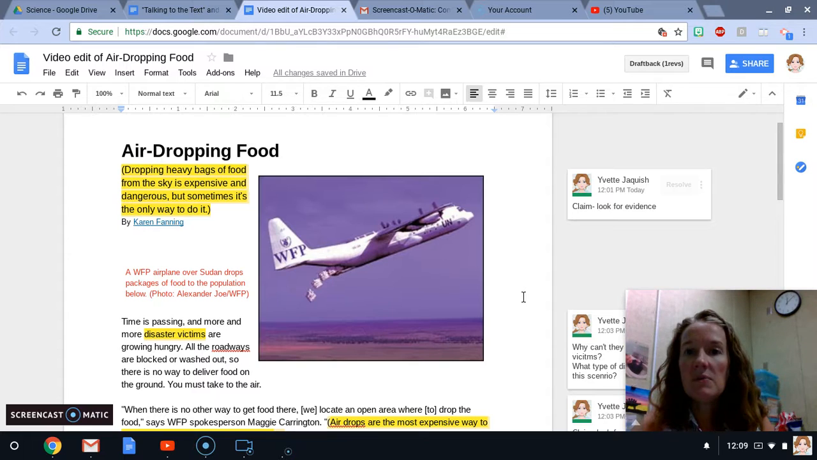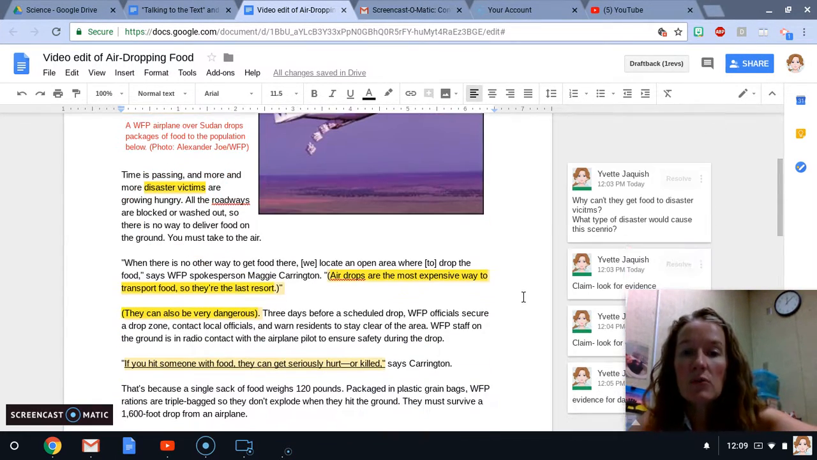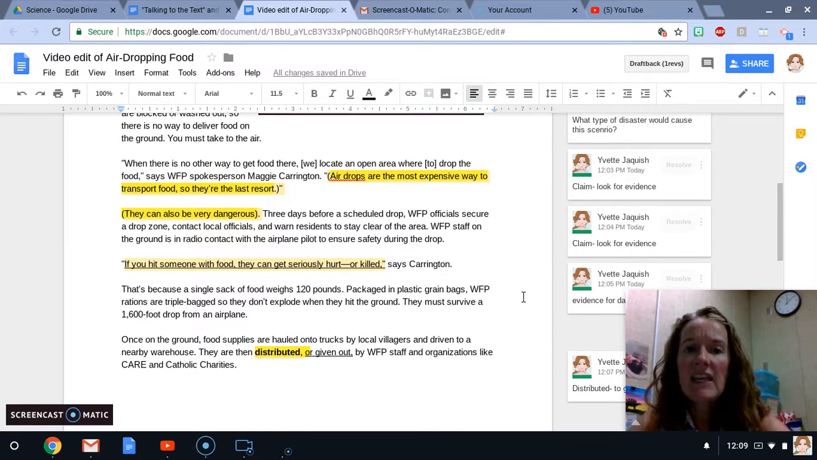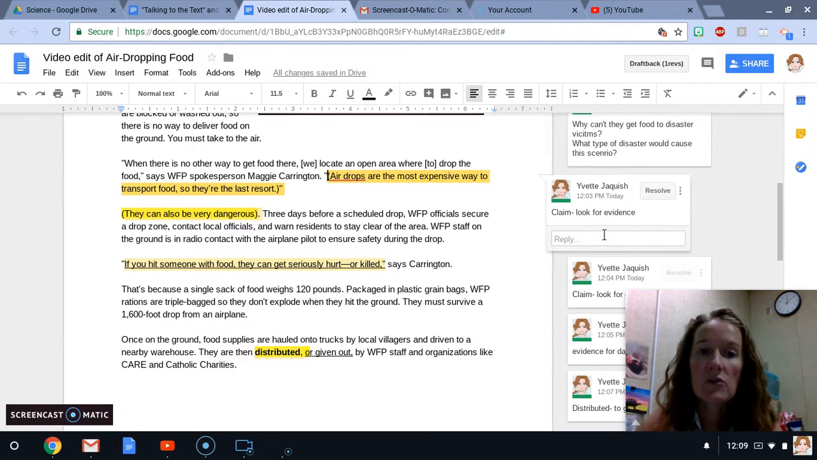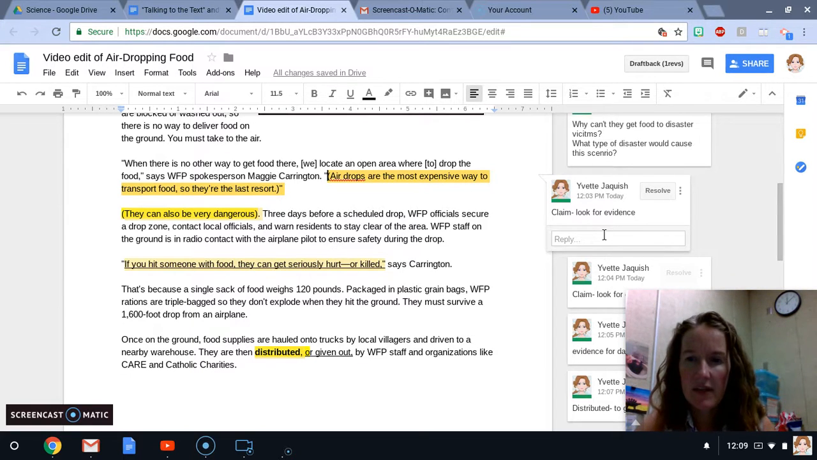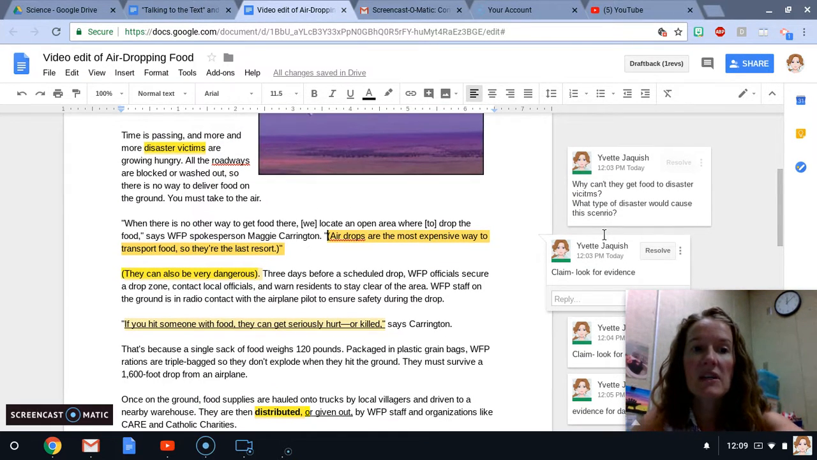So what evidence do we have to support that? And as they read through again, they're going to look for evidence. And everywhere where they wrote claim, look for evidence, they can add the evidence into that spot. So airdrops are the most expensive way to transport food, so they are the last resort. What evidence do we have that supports that airdropping food is expensive? Okay, that's what we're looking for this time around.